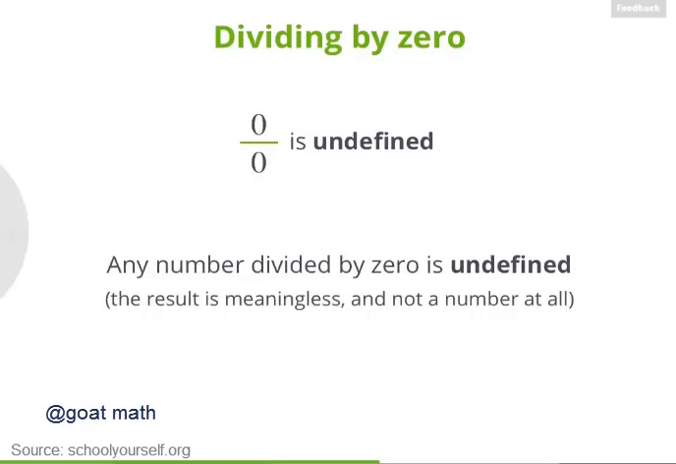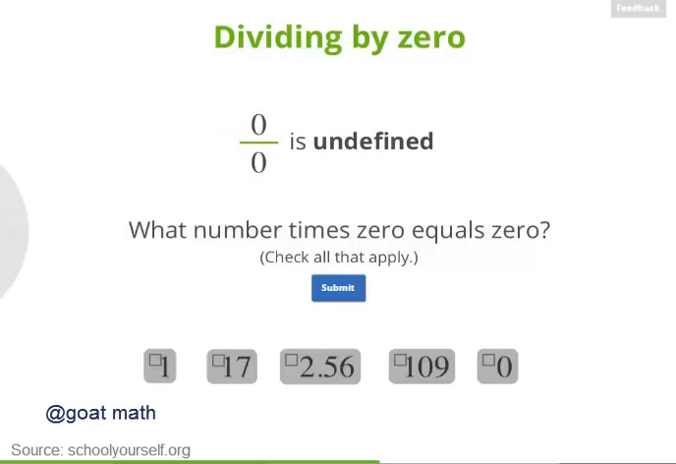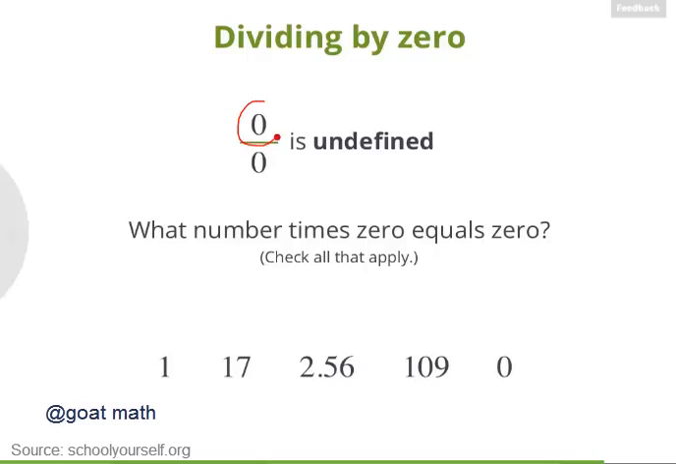Let's see why. To evaluate 0 divided by 0, you're looking for a number that when you multiply it by 0, gives you 0. Take a look at these numbers here. Which of these, when you multiply by 0, gives you 0? That's right. Take any of these numbers, multiply by 0, and you get 0 again. So which of these numbers is the one correct answer for 0 divided by 0? None of them. You can't take a number, divide it by another number, and get a million different answers. That's not useful in any way. So 0 divided by 0 is undefined.